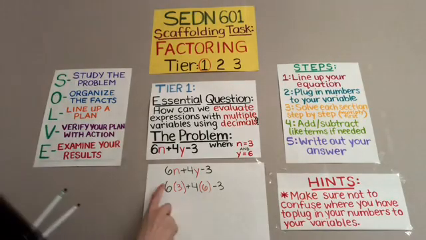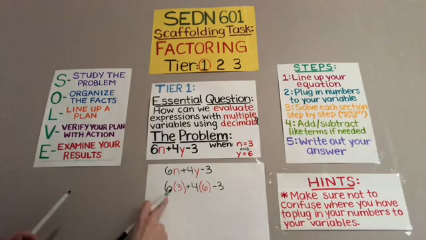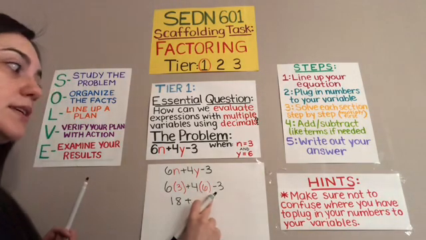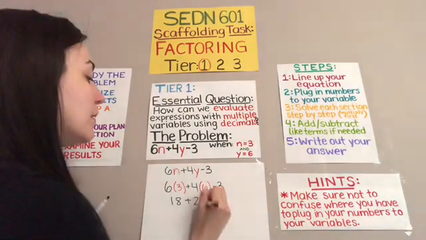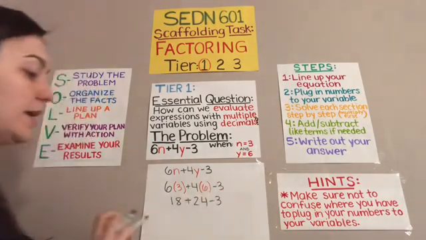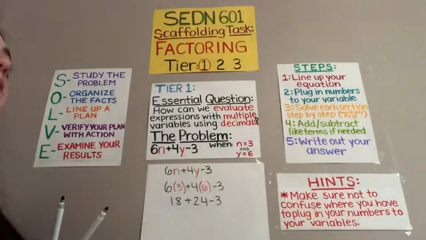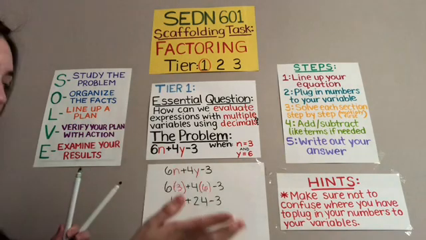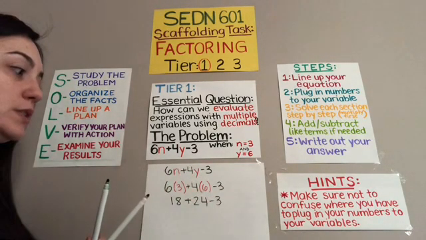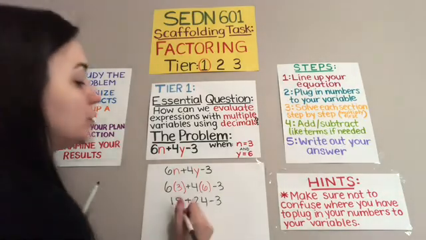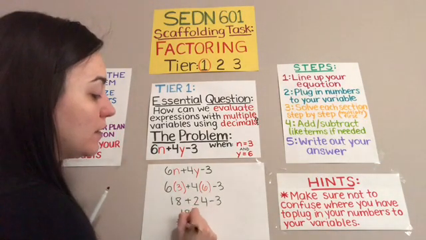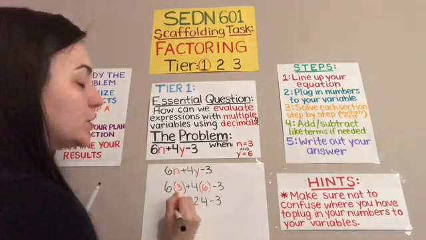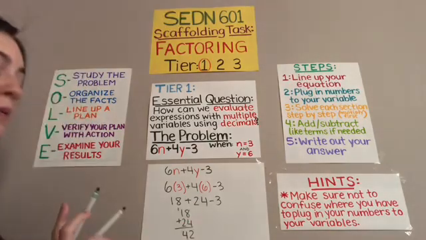Multiply first. So we're going to multiply across. 6 times 3, 18, plus 4 times 6, 24. Bring down the minus 3. So now we have to add and subtract like terms if needed. We need it. So adding and subtracting all together for some students is a little difficult. We're going to break it up. We're going to do 18 plus 24. 8 plus 4, 12. 2 plus 1 plus 1, 4. 42. We're not done yet though.